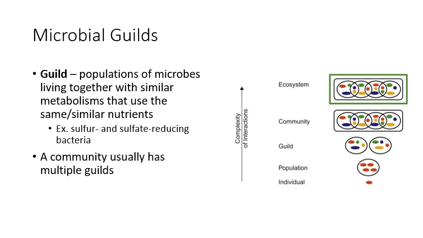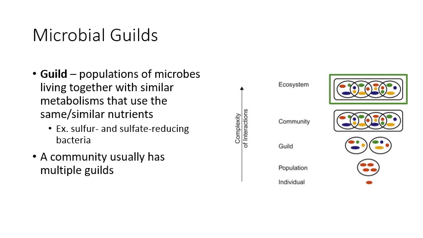In microbiology, we also group microbes together into guilds, not just into populations and communities. A guild is a group of populations of microbes of different species that all have similar metabolisms. They have a similar strategy for getting energy out of their environment, and they would be using either the same nutrients or quite similar nutrients.